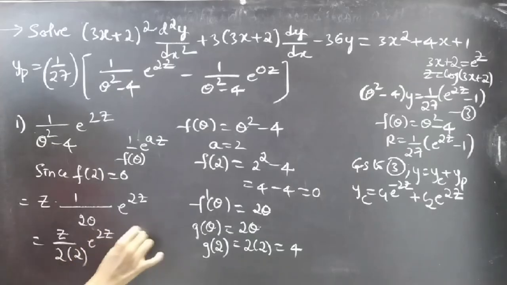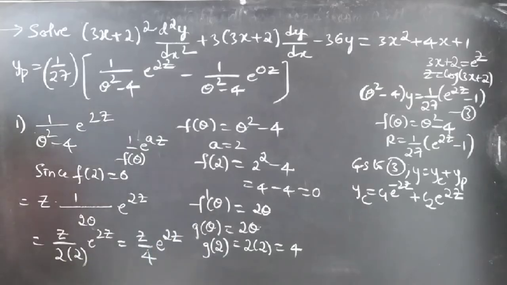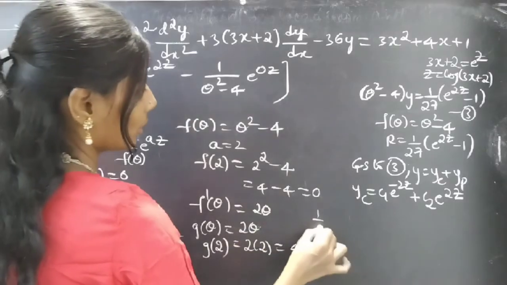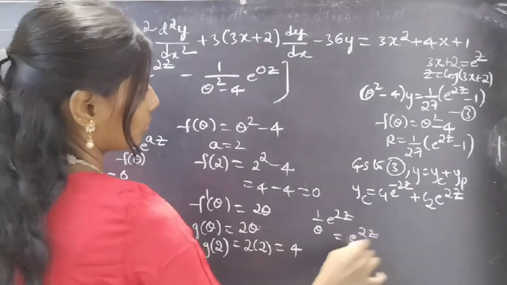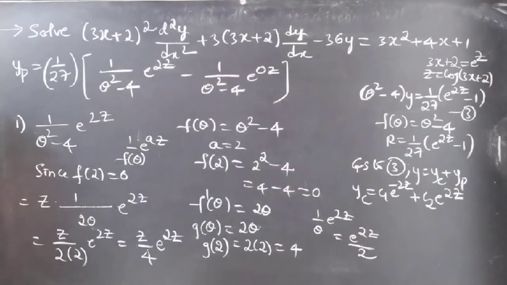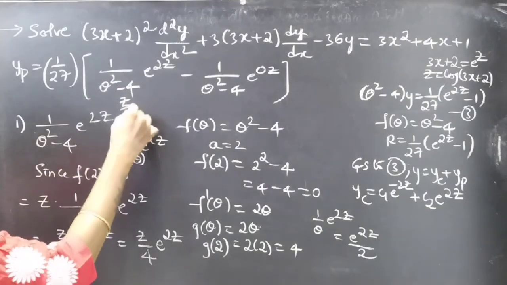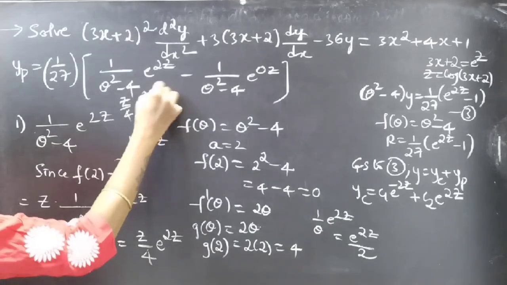Is equal to z by 4 into e power 2z, right? Or we can find 1 by theta of e power 2z. We know that 1 by theta is an integral operator. Since 1 by theta is an integral operator, 1 by theta into 2z becomes e power 2z by 2. You'll get the same thing. So the result obtained from the first term is z by 4 into e power 2z.